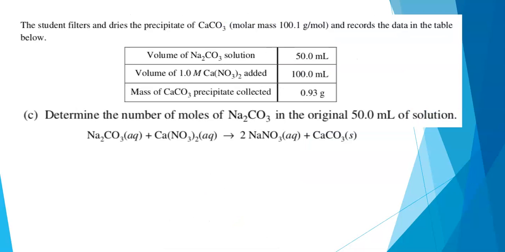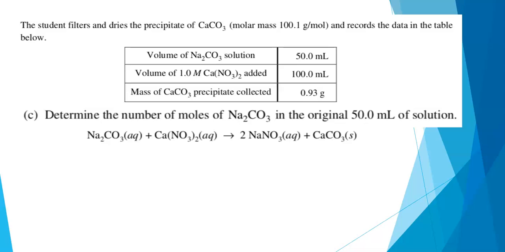All right, part C. The student filters and dries the precipitate of calcium carbonate. They actually told you what the precipitate was in the problem. They give you the molar mass of calcium carbonate, and here's our data. We had 50 mL of sodium carbonate solution. We added 100 mL of calcium nitrate solution, and we collected 0.93 grams of the precipitate. And so the question says, well, how many moles of sodium carbonate were in that original 50 mL of solution?